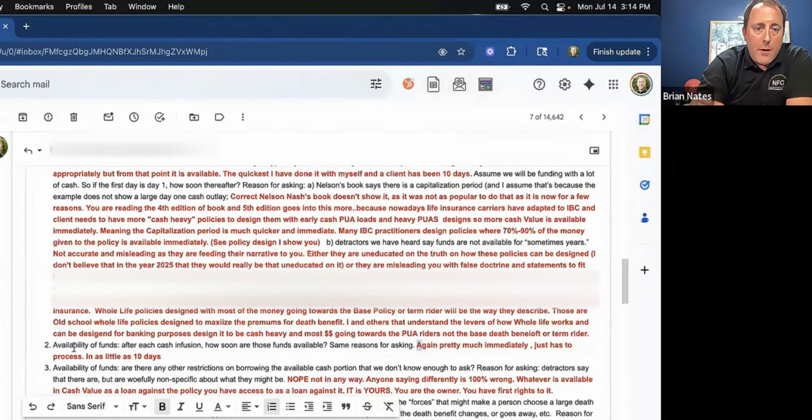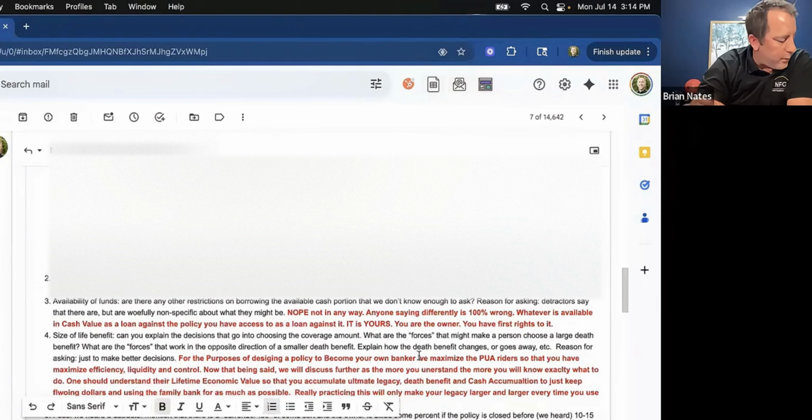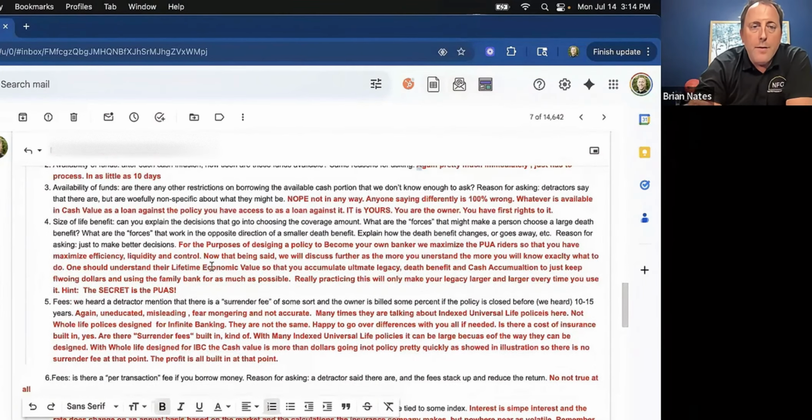So availability of funds after each cash infusion, how soon are the funds available? Again, pretty much immediately. It just has to go through the process in as little as 10 days. All right. Number three, the availability of funds. Are there any other restrictions on borrowing the available cash portion that we don't know enough to ask? Reason for asking, detractors say that there are, but are woefully nonspecific. They're nonspecific because there is none. Anyone saying differently is wrong.